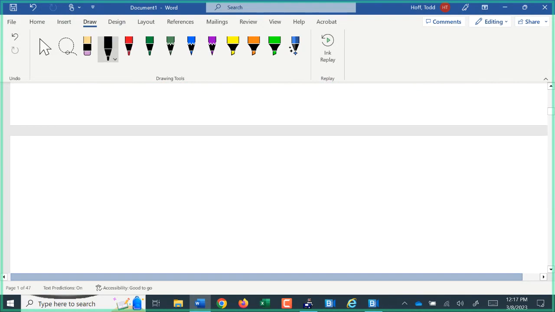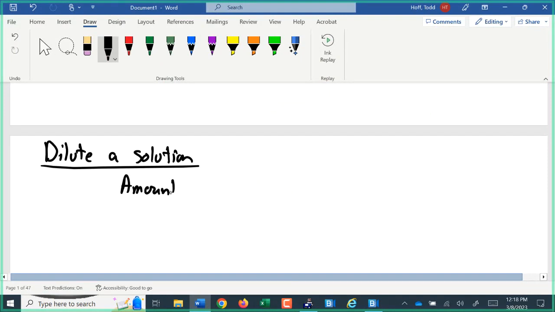What are other applications of this? Well, one of the things we want to be able to do is change the concentration of a solution. We want to dilute a solution. So let's say, remember we had our solution concentration formula, where the amount of serum or active ingredient was equal to the concentration, which is just the rate or decimal form of a percent, times the total volume of the solution.